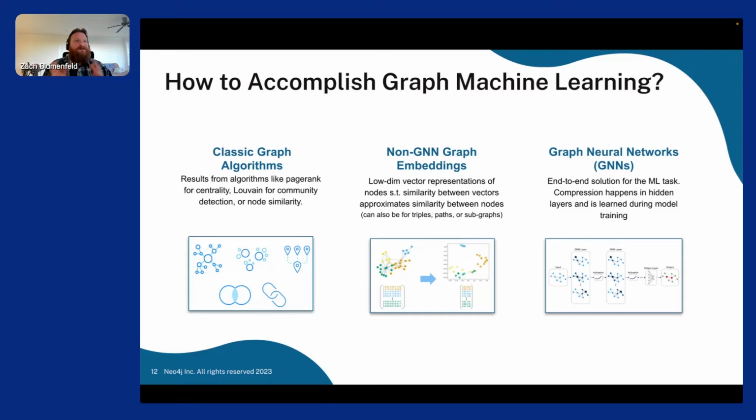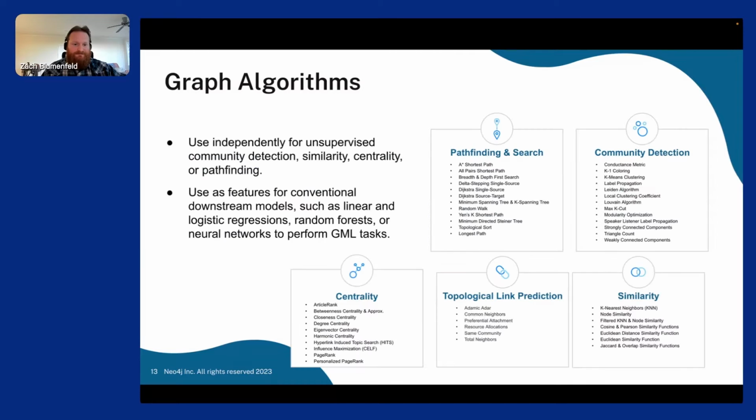And people talk about some of these a lot, some of them more than others. But really it comes down to classic algorithms, which are going to be when people talk about things like PageRank and centrality and Louvain for community detection. There's going to be embeddings, and I'm specifically calling them non-GNN. So these are vector representations of nodes and other entities in the graph, and I'll get to that in a second. And then graph neural networks, which is the neural network architecture that's built for graphs. And I'll talk about that here as we go through the slides.